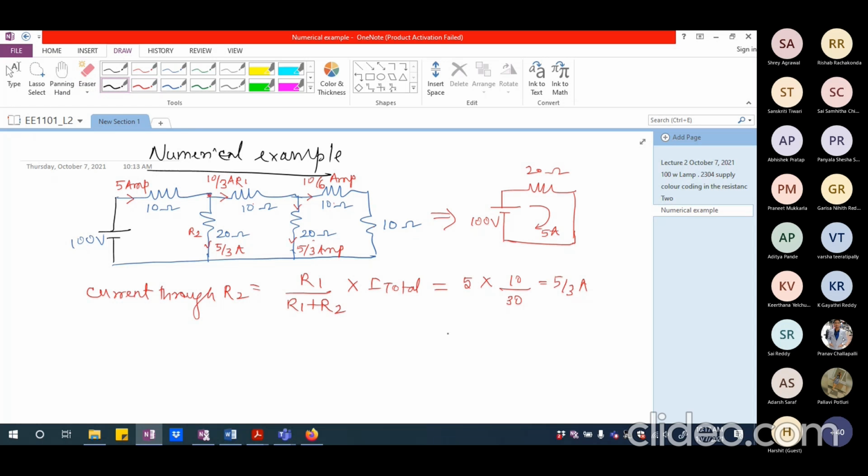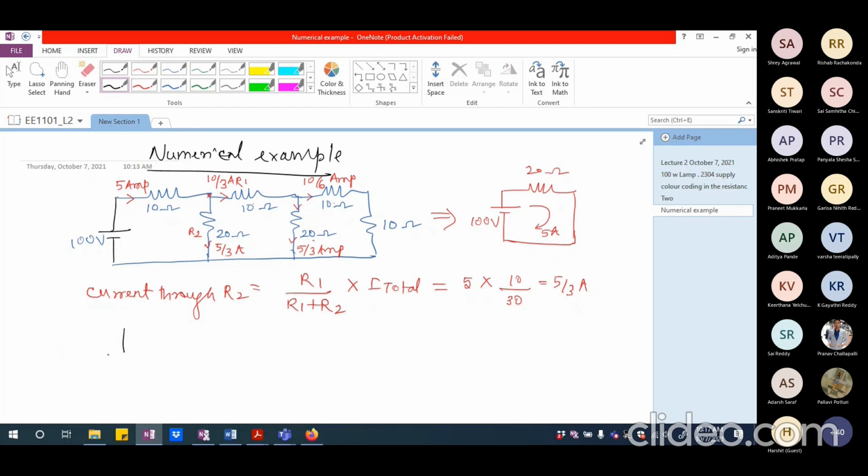Another way of solving the circuit in this particular case, I can use, for example, KCL or I can use KVL. Either way is fine. Yes, beta. Somebody wanted to ask something? No, we can again use Kirchhoff's law.